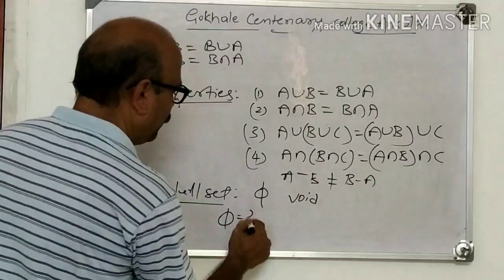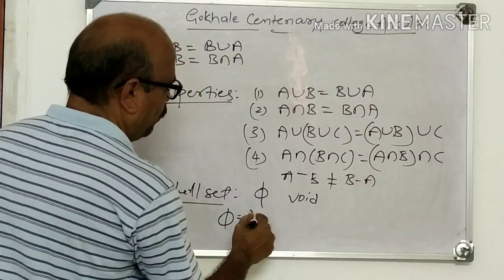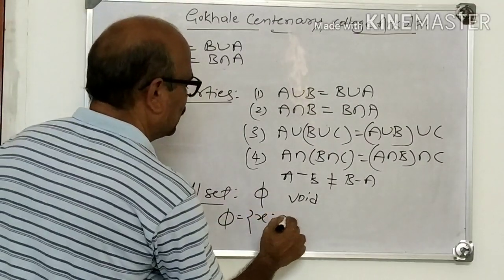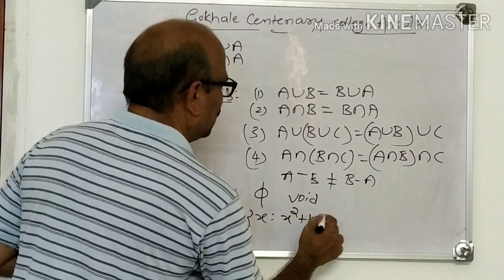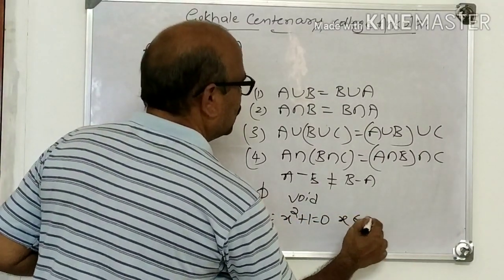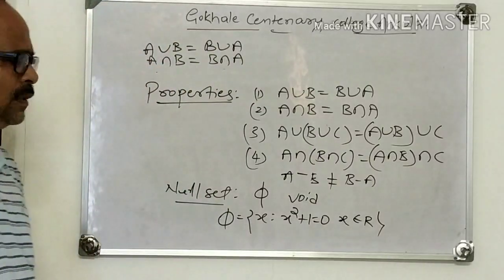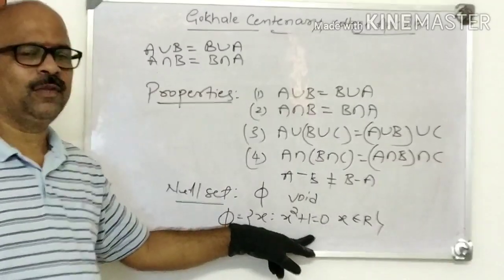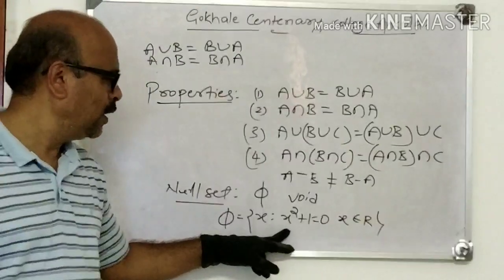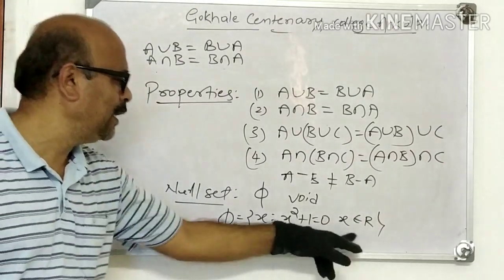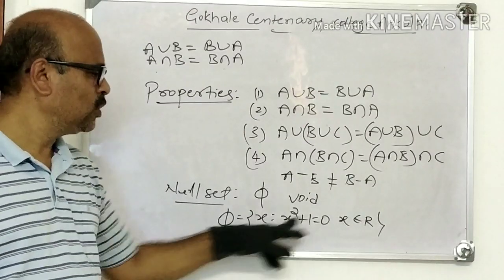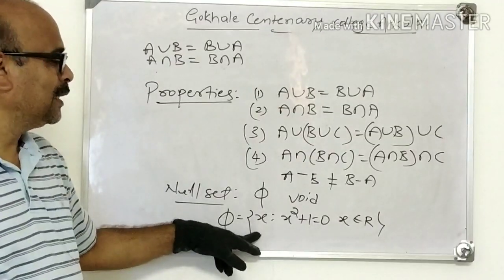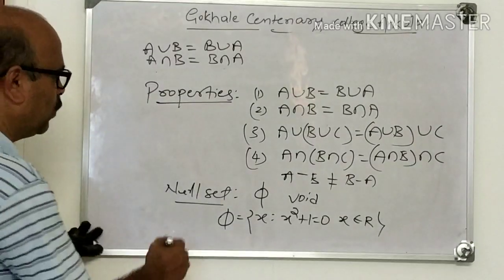What is an example? I give one example for null set: the set of all x such that x square plus 1 is 0 and x is real. This is null set, because there is no such real x which satisfies x square plus 1 is 0. If you solve x square plus 1 is 0, those are the elements of the set. What you get? Plus or minus i. That is not a real number. Therefore, this is the example for null set.